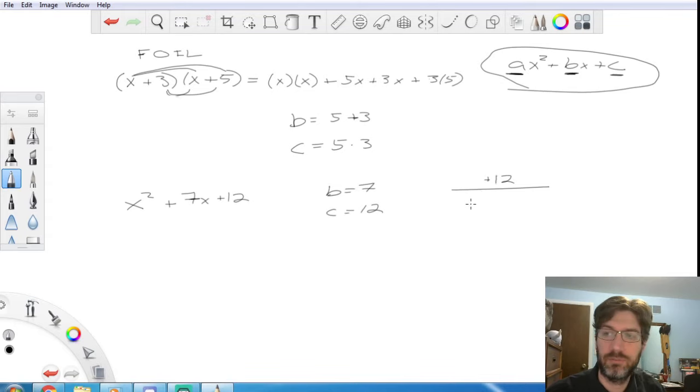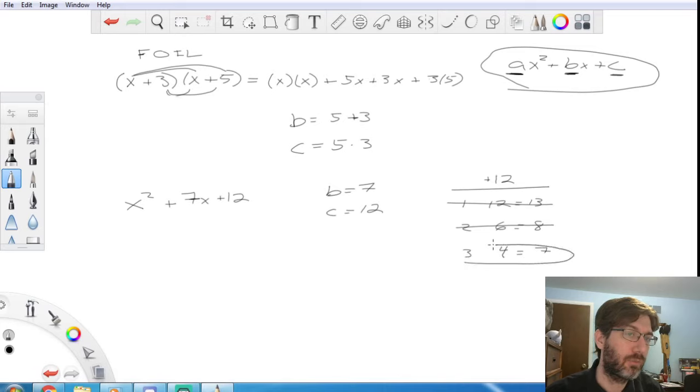So we have, what is it? We've got 1 and 12. We've got 2 and 6. We've got 3 and 4. And those are the possible combinations that we could have. We want to choose the one of these factor pairs that add up to 7. So 1 plus 12 equals 13. That doesn't work. 2 plus 6 equals 8. That doesn't work. 3 plus 4 equals 7. That's the one we're looking for.